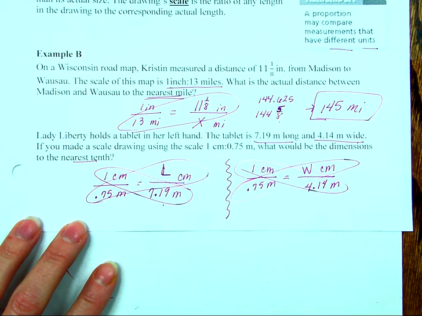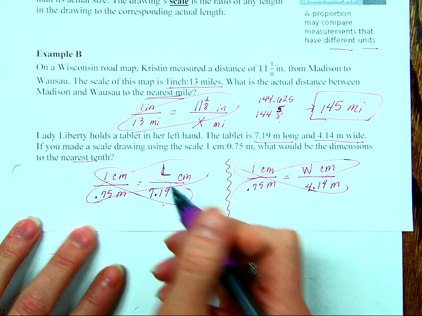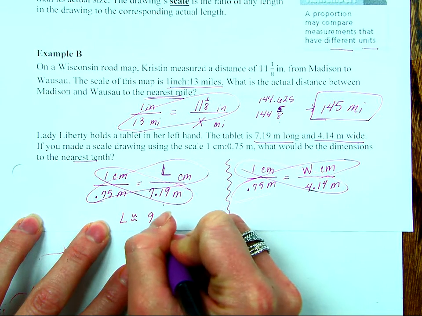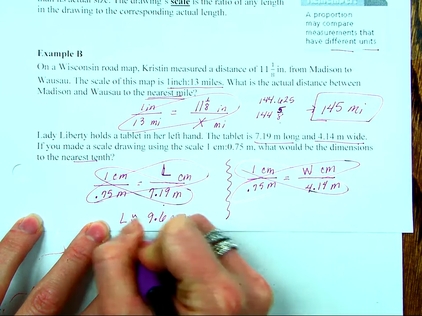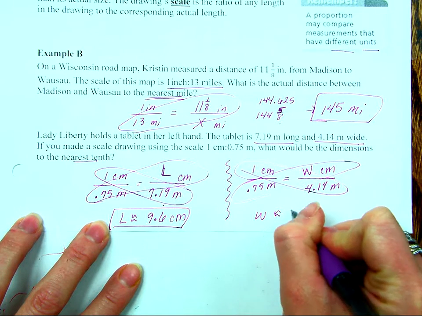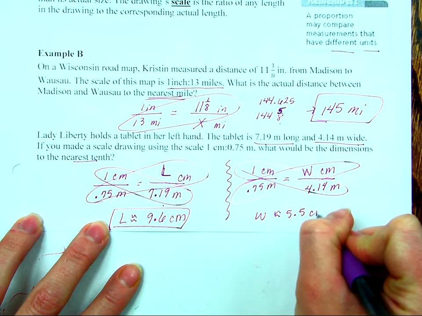Now it asks me to round to the nearest tenth, and so here we would find that my length is going to be approximately 9.6 centimeters, and my width would be approximately 5.5 centimeters.